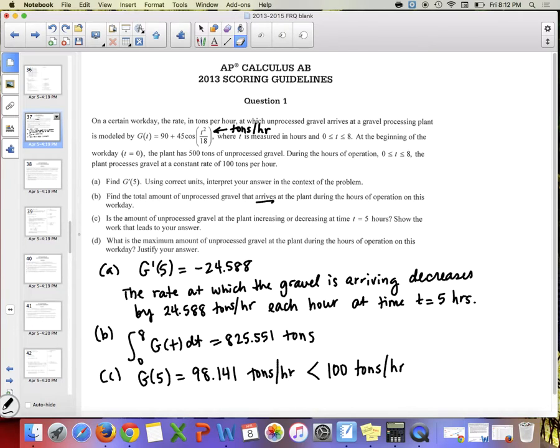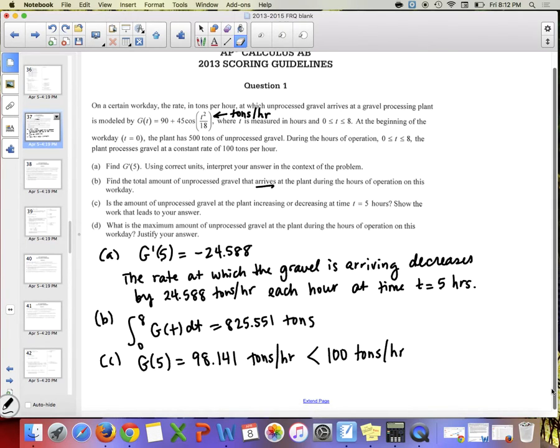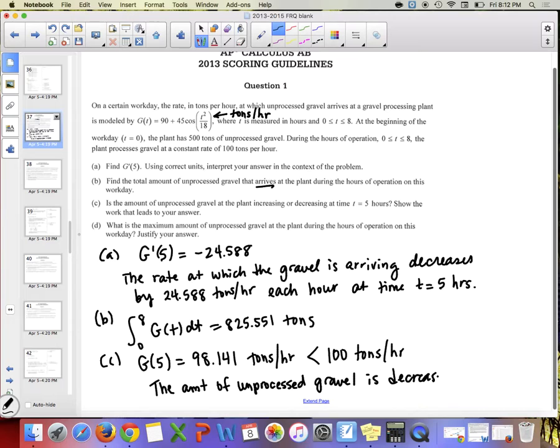Okay, so since it's less than what's leaving, so we have less coming in than what's going out, what's being processed, we can say that the amount of unprocessed gravel is decreasing at time 5. So we say it's decreasing because the amount arriving is less than the amount processed.